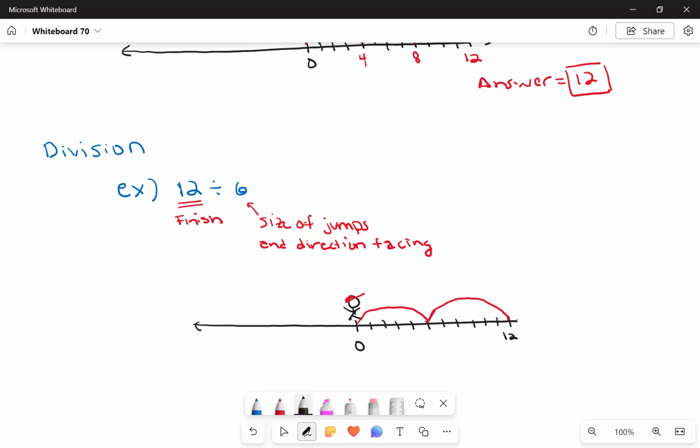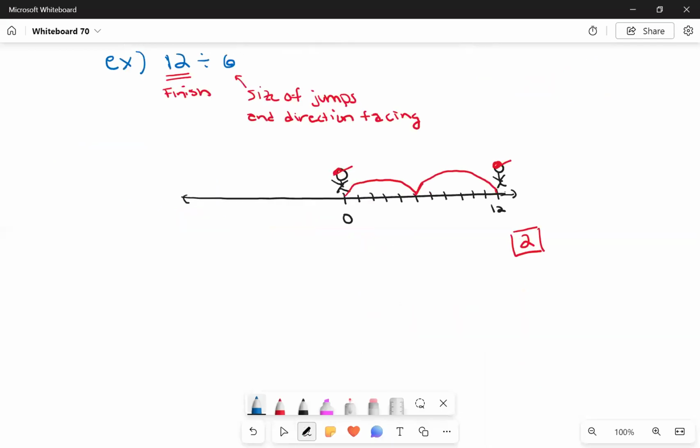Okay, there we go. So our little guy ends up over here. And the answer is then how many jumps it took to get to 12. Because it took 2 jumps, 2 indicates our jumps. And because we are facing to the right, it's a positive 2. All right, it's facing a positive 2.